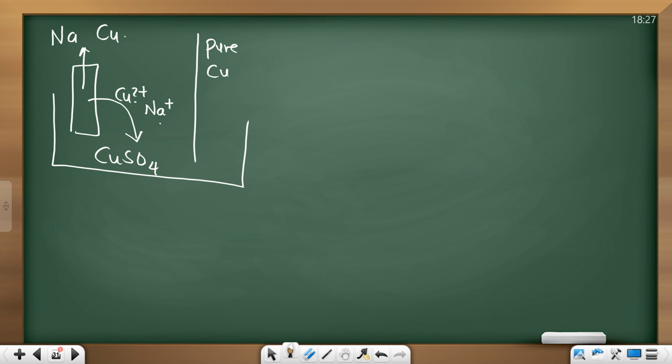check your table. I chose something wrong. Let me choose silver. Sorry. I have Ag. Now, please check copper and Ag and tell me which one you find first. Copper is on top, right? Ag is at the bottom. What happens? The one on top will be what? Oxidized. The one at the bottom will be what? Reduced.